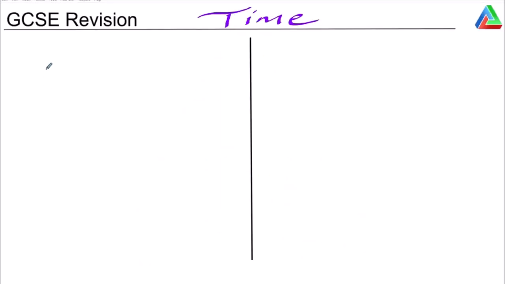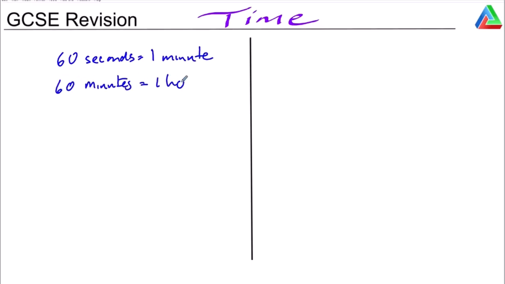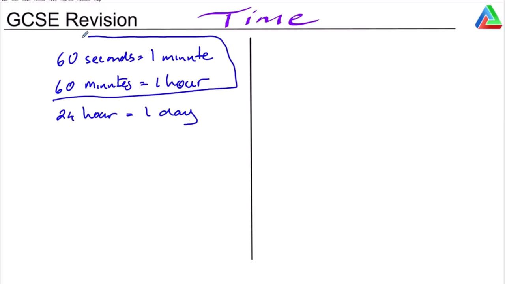All right, time. Not really a lot to say about time, except there's one little tricky bit that you have to be aware of. So we have 60 seconds as 1 minute, then we have 60 minutes as 1 hour, and we have 24 hours is 1 day. And normally in our exams, we're dealing with seconds, minutes, and hours. So let's look at how we work with time.